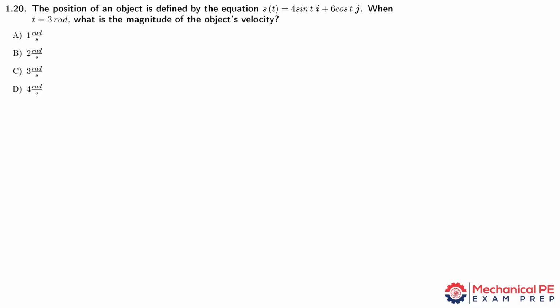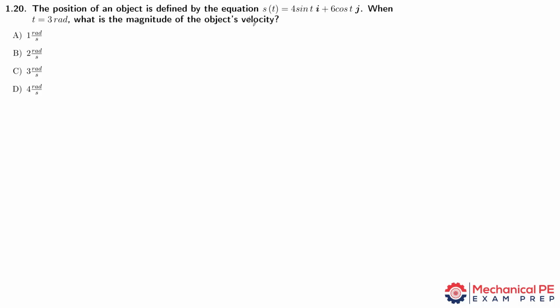So we're getting into some kinematics here, and we have an expression for the position of an object, based on some trigonometric terms, and it's broken into components, so there's an i hat and a j hat. We've been given a value at which we would like to know the object's velocity, or at least the magnitude of the object's velocity. We don't need to know the direction, so that's helpful to know.